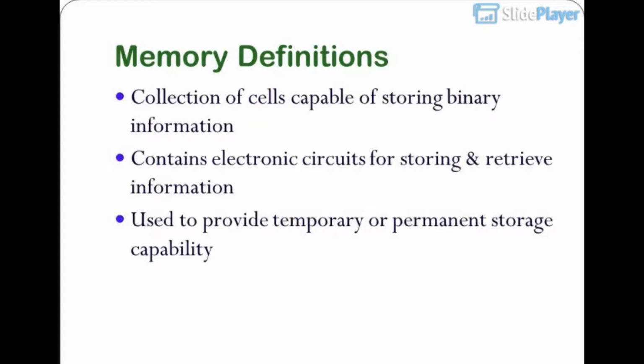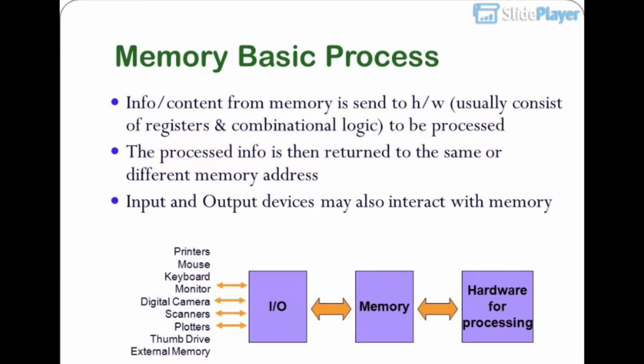Memory definitions: a collection of cells capable of storing binary information. It contains electronic circuits for storing and retrieving information, and is used to provide temporary or permanent storage capability. Memory basic process.